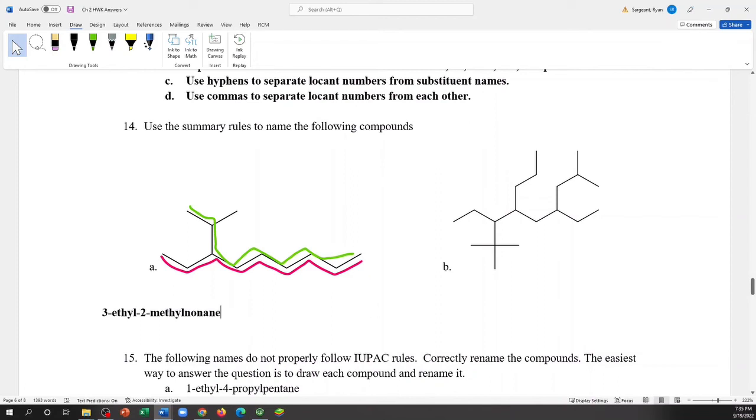That was the easy one. Let's take a look at the harder one. So obvious parent chain, I'm going to try this one. 1, 2, 3, 4, 5, 6, 7, 8, 9.